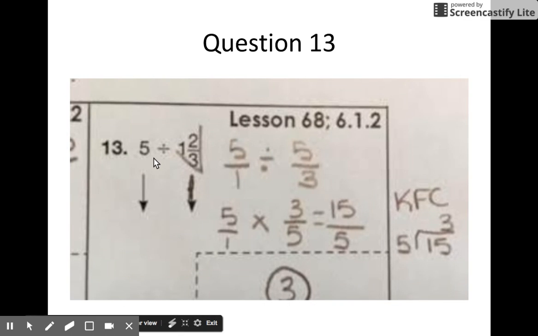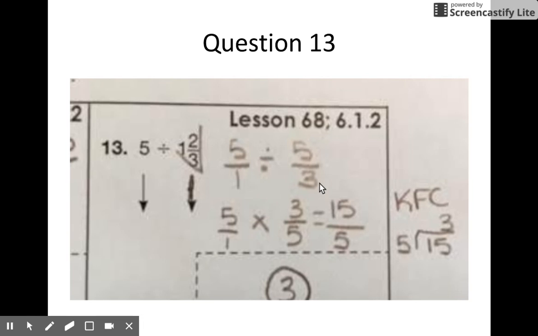Question 13. I have 5 divided by 1 2/3. When we divide mixed numbers, again, the first step is making them into improper fractions. Making 5 into an improper, we just simply put it 5 over 1. 1 2/3 as an improper is 1 times 3 is 3, plus 2 is 5. So then I get 5/3. Remember, my denominator stays the same.